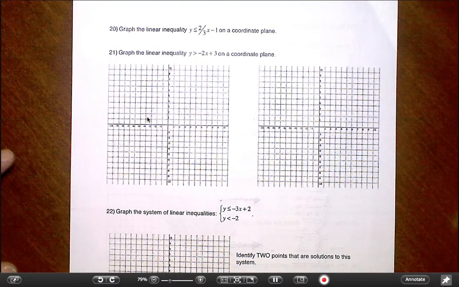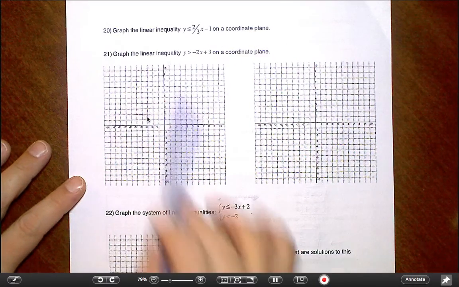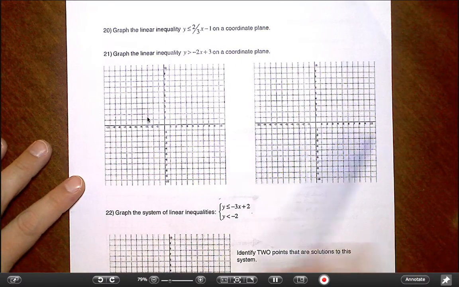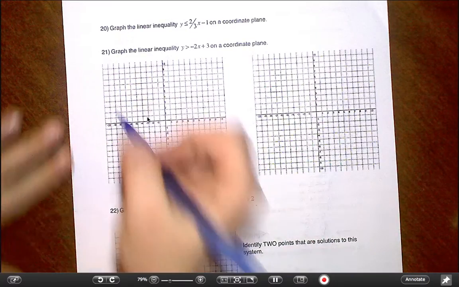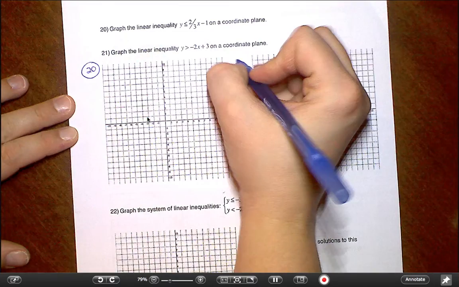Hi everyone, this is page 5 of the Chapter 5 Exam Review for Algebra 1B, looking at graphing some linear inequalities on a coordinate plane. You'll see 20 and 21 are both graphs, and your two graphs are down here. So just the best way to lay it out on the page: this will be number 20, this will be number 21.